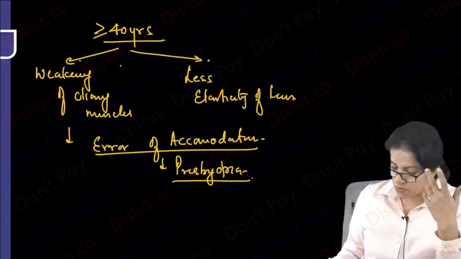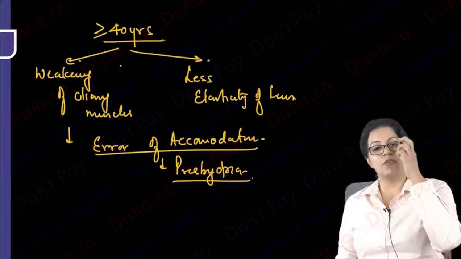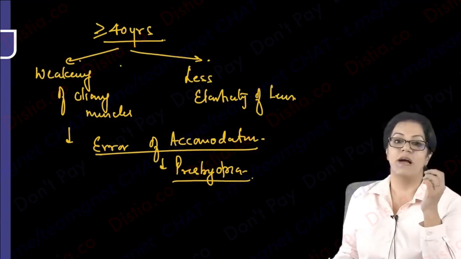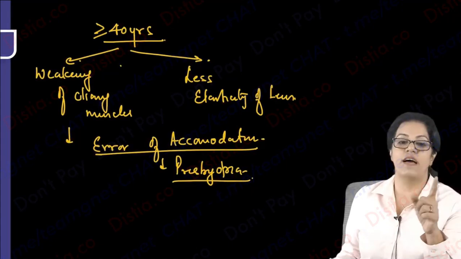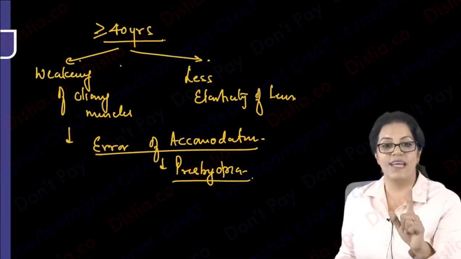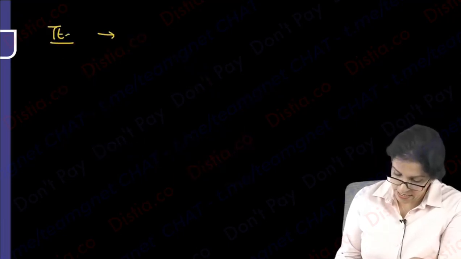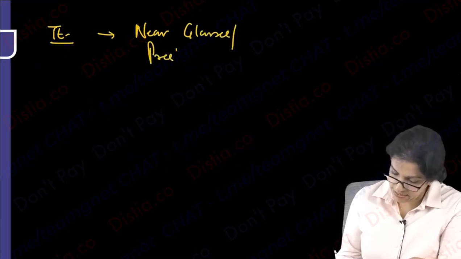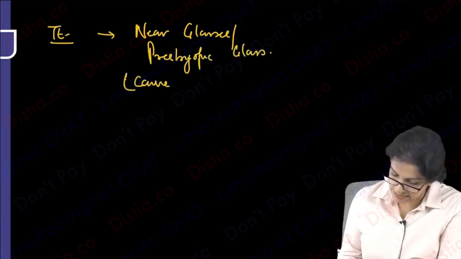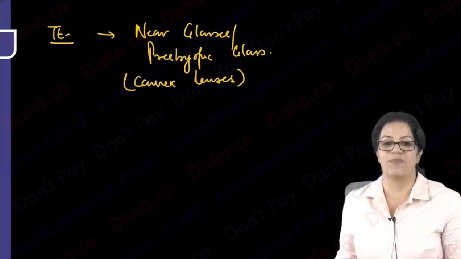Okay, I can do that, but then how is it different from hypermetropia? In hypermetropia also I am putting a convex lens. Yes, we are. But that we use all throughout, far and near, every time. It is not only for near. But only for near happens only in presbyopia. Therefore, we call them near glasses or presbyopic glasses, which are nothing but convex lenses. Correct? So this is the treatment of presbyopia.